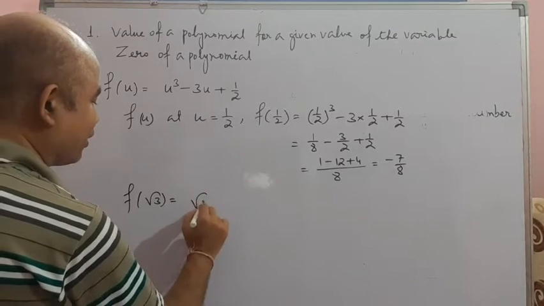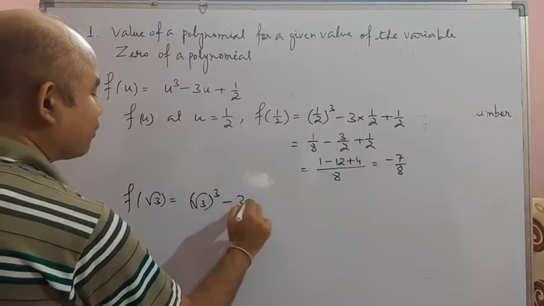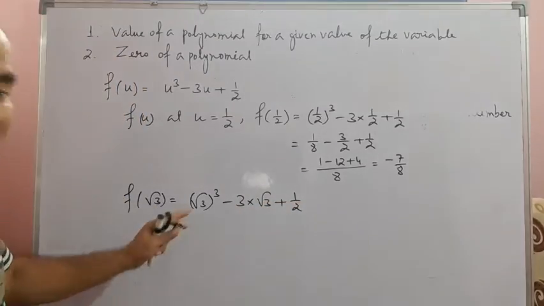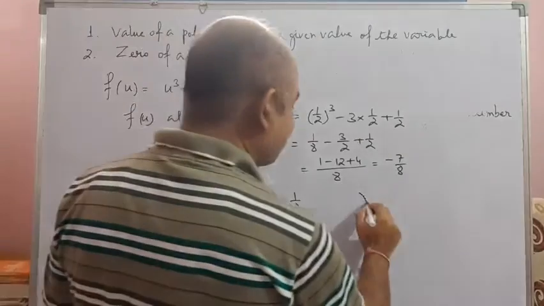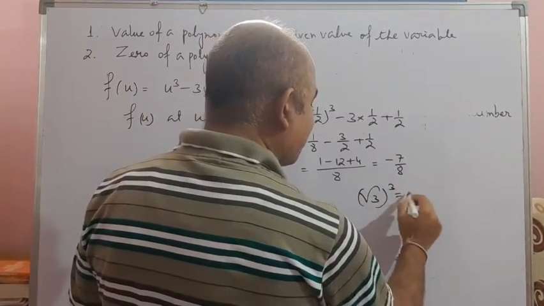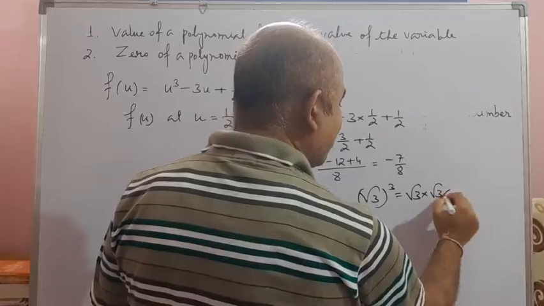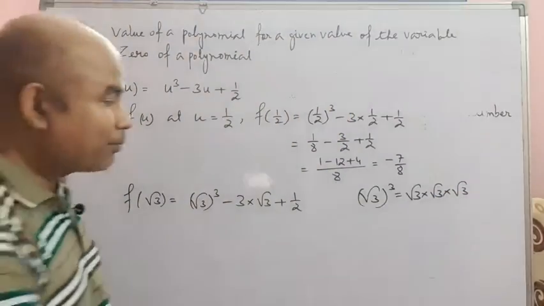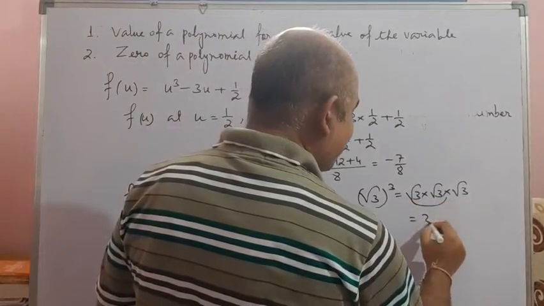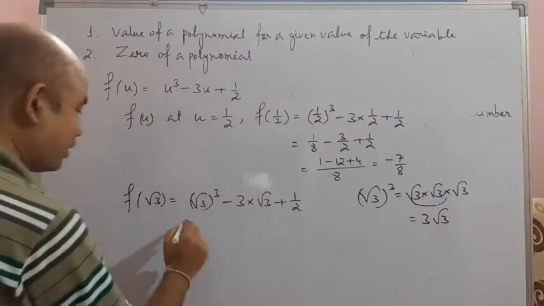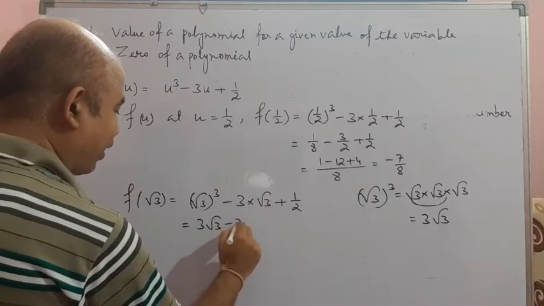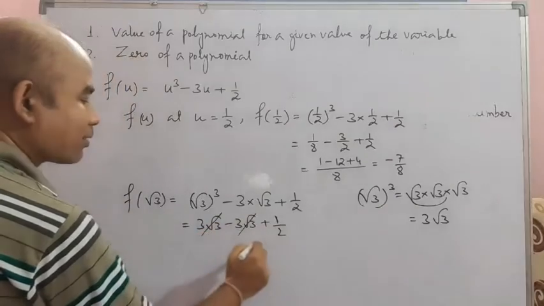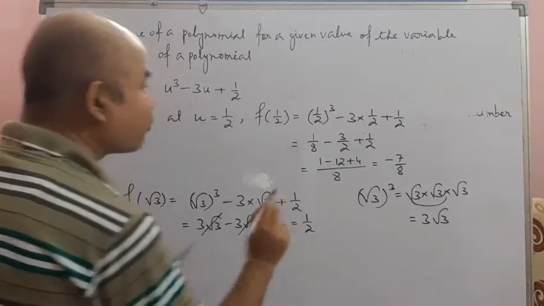So it will be root 3 cube, 3 into u, 3 into root 3 plus 1 by 2. So what is root 3 cube? Cube means 3 times you need to multiply the number. So root 3 cube means 3 times you have to multiply root 3. So root 3 into root 3 will be 3, and then root 3. So the answer is 3 root 3 minus 3 root 3 plus 1 by 2. So 3 root 3 minus 3 root 3 cancel. The answer is 1 by 2.